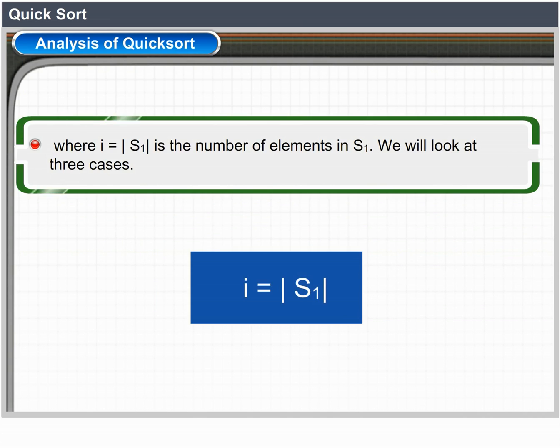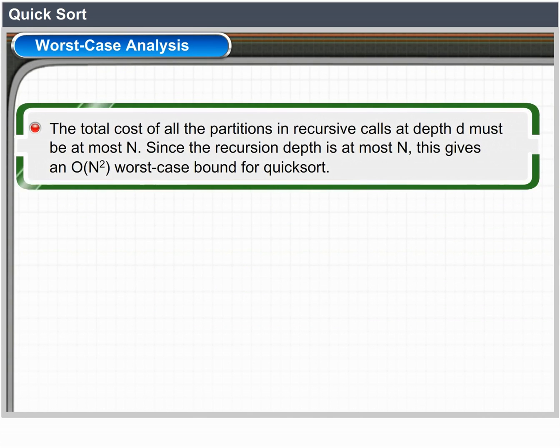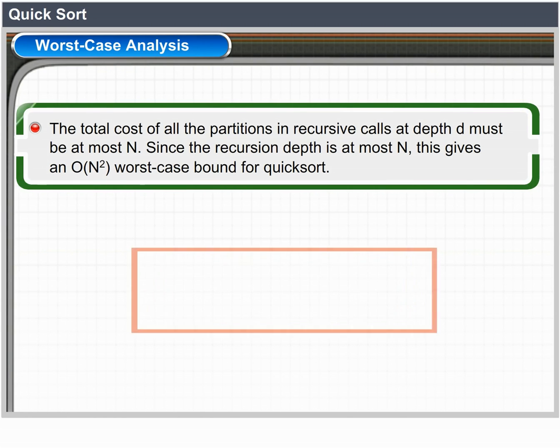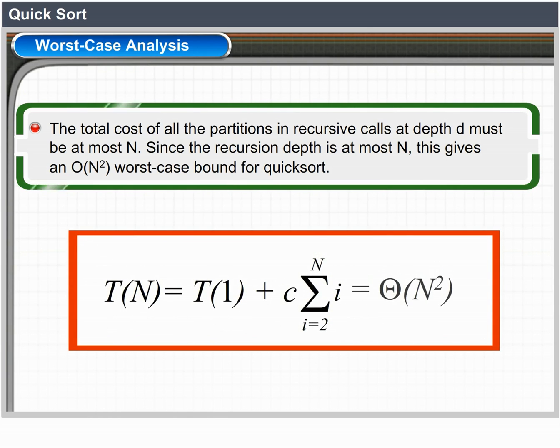Worst case analysis. The total cost of all the partitions in recursive calls at depth d must be at most n, since the recursion depth is at most n. This gives a big O of n squared worst case bound for Quicksort. T(n) = T(1) + C * summation of i = 2 to n of i = Θ(n²).